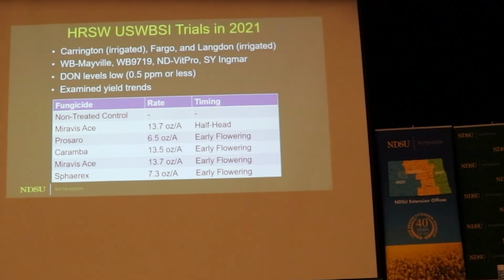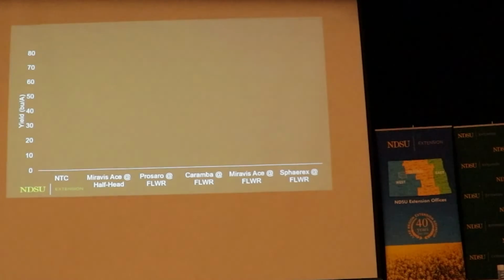So the yield trends that I'm looking at: the non-treated control, Miravasace applied at half head, and then Prosaro, Carumba, Miravasace, or Spirix at that early flowering timing, okay? So just kind of think about this as low disease risk. Is the fungicide going to influence the response? So after I combined the data, what did we see?